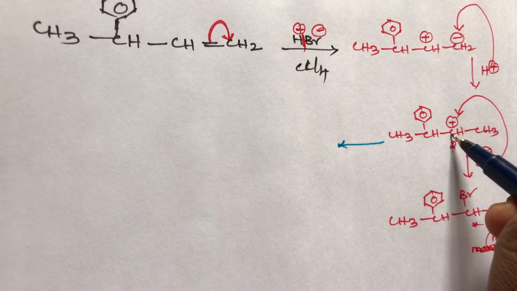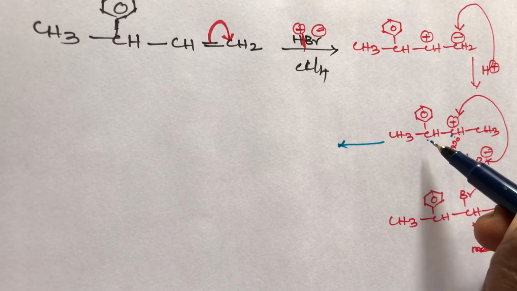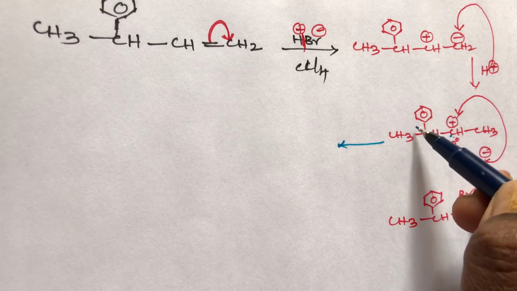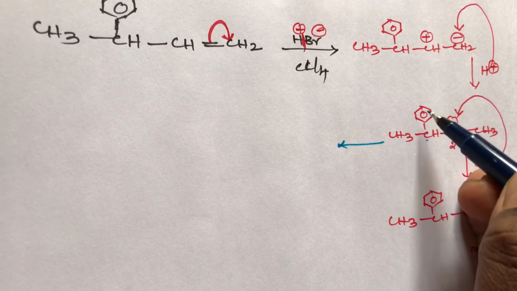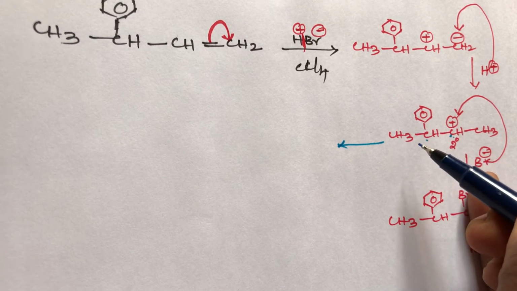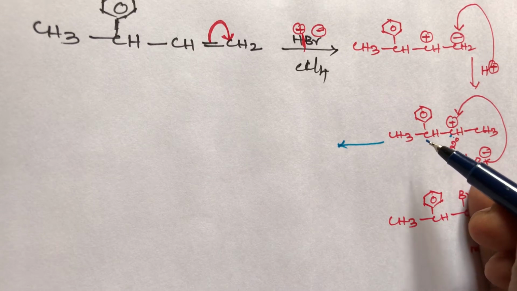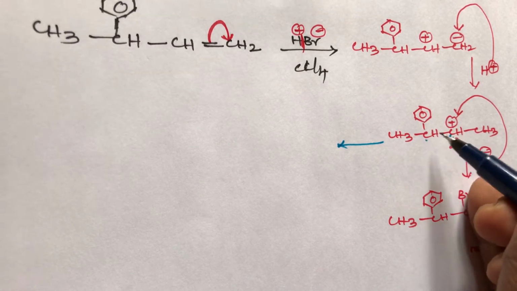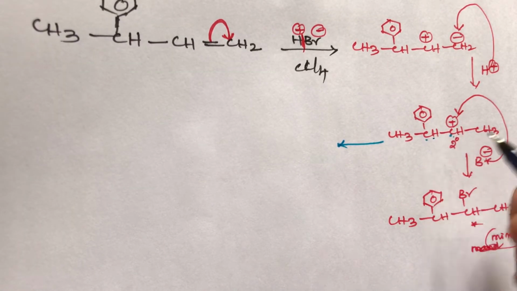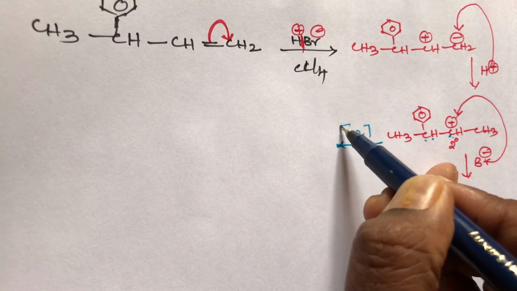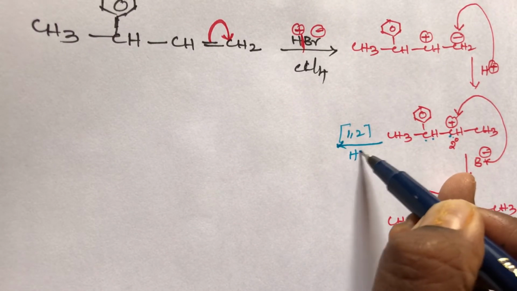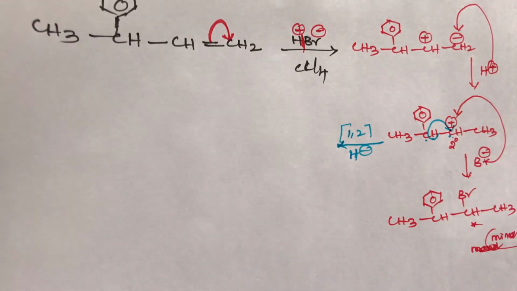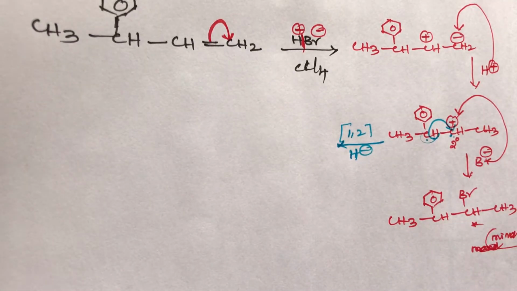Beside the positive charge of the secondary carbocation, the neighboring carbon has three different groups: one phenyl group, one hydrogen, one methyl group. Out of these three, which one will shift? We know the priority order. First priority goes to hydride shifting. That is 1,2 shifting, H minus shifting. This hydrogen will shift towards the right hand side.